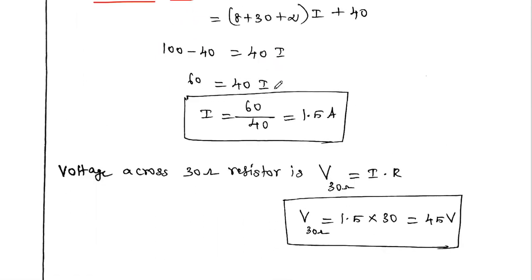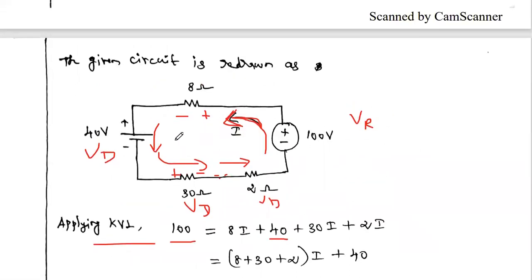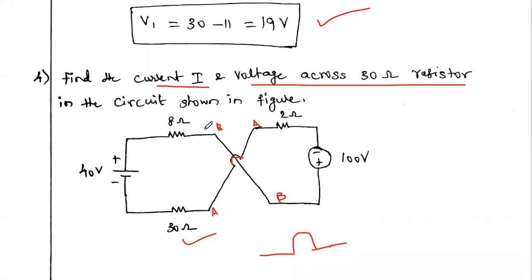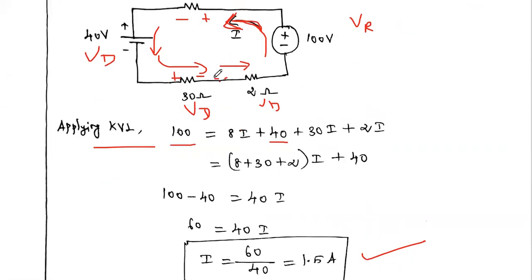So 60 equal to 40 I. From that, the current I is equal to 60 divided by 40, 1.5 amps. So we calculated the first quantity, the current flowing through this circuit. And next question, we have to find the voltage across the 30 ohm resistor. So in the diagram, we have to find out the voltage across the 30 ohm resistor.